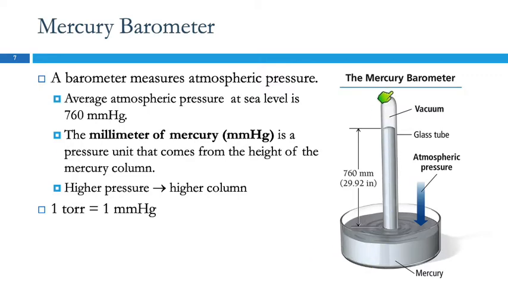So he took a long glass tube and filled it with mercury and then inverted it into a dish of mercury. Mercury is a liquid at room temperature. It's very dense. And so what happens is the mercury starts to come out of the tube. But then we also have the force of atmospheric pressure pushing down on the surface of it out here, which is trying to push it back in.